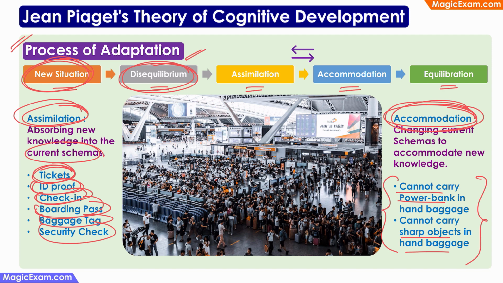And after that, I reach a stage of equilibration, because the second time that I travel, I have gone through all of this the first time. So I know what needs to be done. So I am not in a state of disequilibrium, right? I am in a state of equilibration because now I'm an experienced traveler. So Piaget's process of adaptation says that whenever we come across a new situation, we go into disequilibrium, and then we have to assimilate some knowledge or accommodate some knowledge, and then we reach a stage of equilibration.